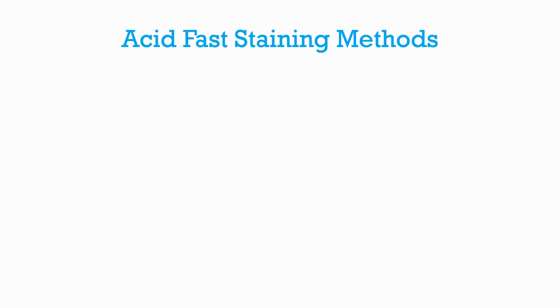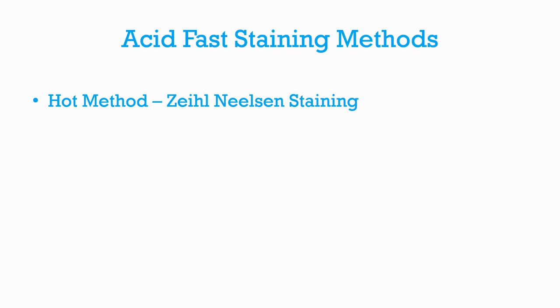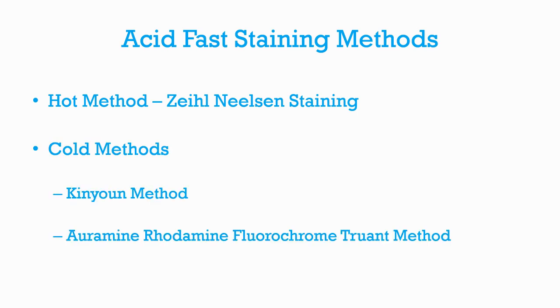ZN staining uses acid as the decolorizer, and therefore the organisms that stain with this are called acid-fast organisms. Other than the hot staining method, that is ZN staining, there are 2 other common acid-fast staining methods that do not use heat. These are the Kinyoun method and the auramine rhodamine fluorochrome truant method.